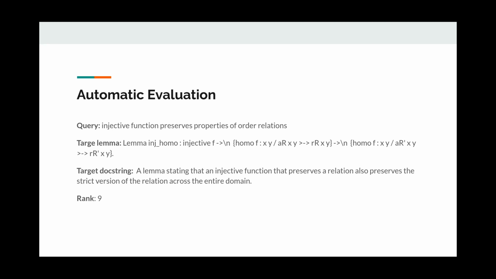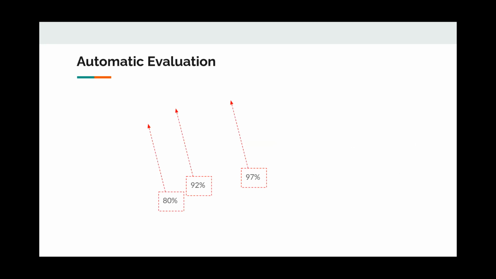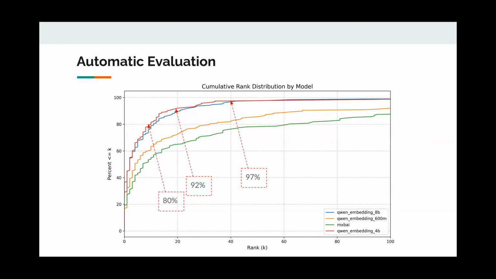Another one is the one that I already showed you about the order relation preservation using injective functions. And the same thing, the rank is actually not so high, so it would be usable as it is right now. If we do it more systematically, we obtain these results.